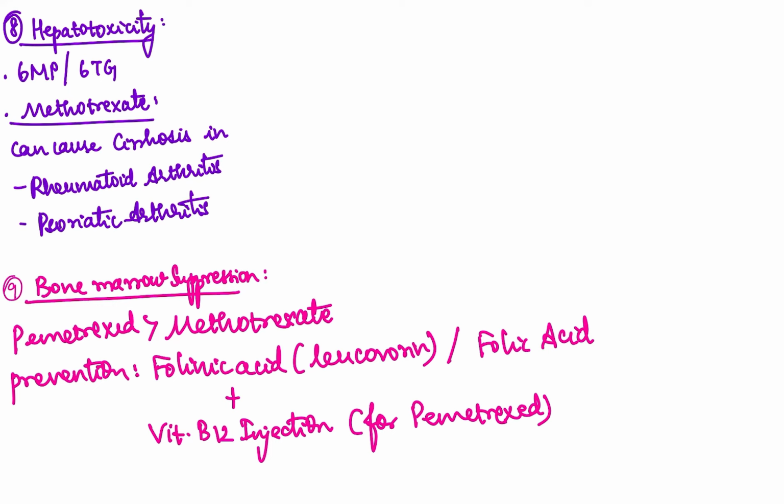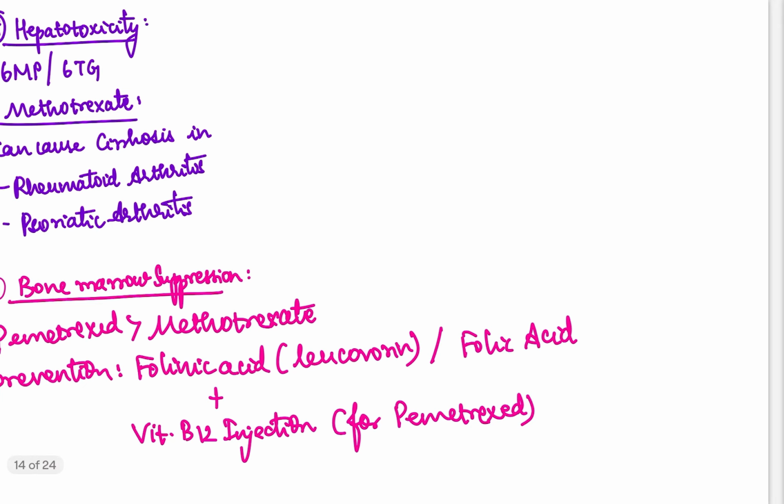Bone marrow suppression is caused by pemetrexed and methotrexate. To prevent the bone marrow suppression because of pemetrexed or methotrexate, you have to give folic acid, which is leucovorin, supplementation, along with vitamin B12 injection for pemetrexed.